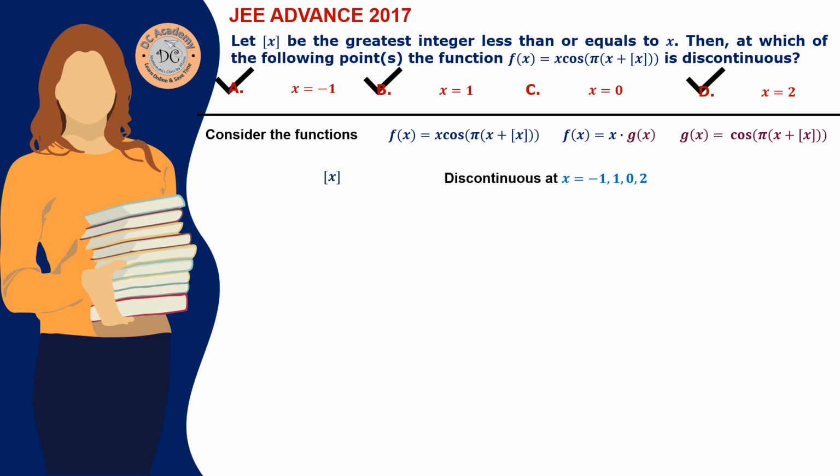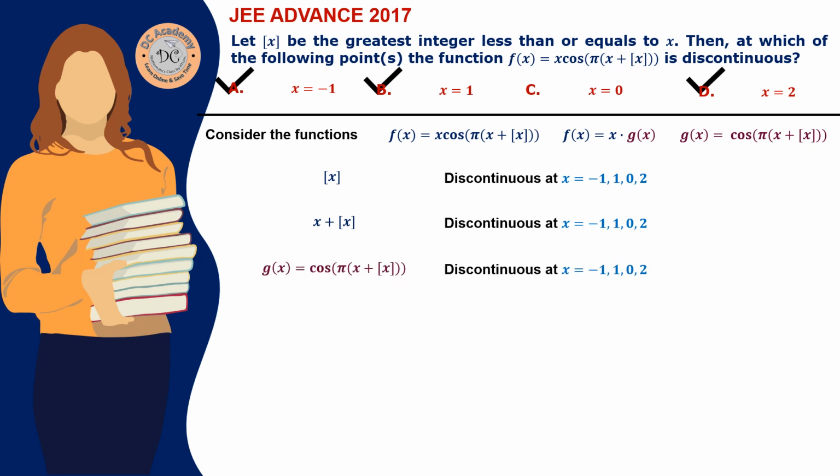Now, x is a continuous function, y equal to x is a straight line. So x plus [x] is also discontinuous only at those specific points. Cos x is also a continuous function. So cos of π times (x plus [x]) will be discontinuous only at the specific points. That's obvious. Now here we need to test it for f(x).